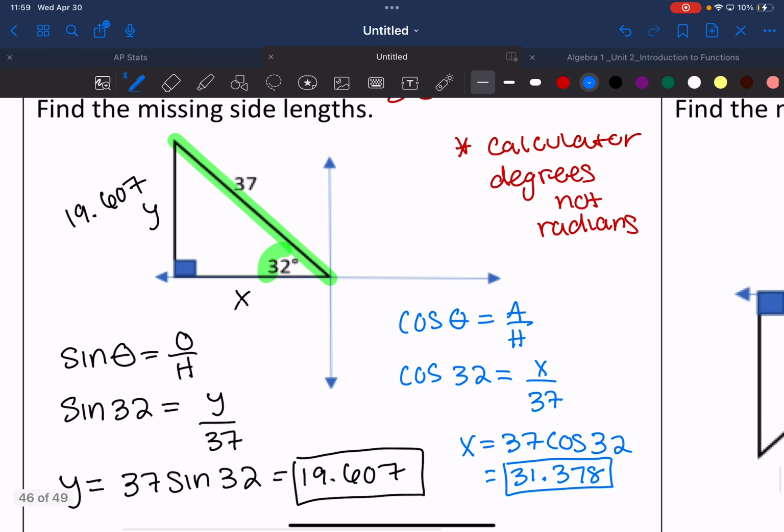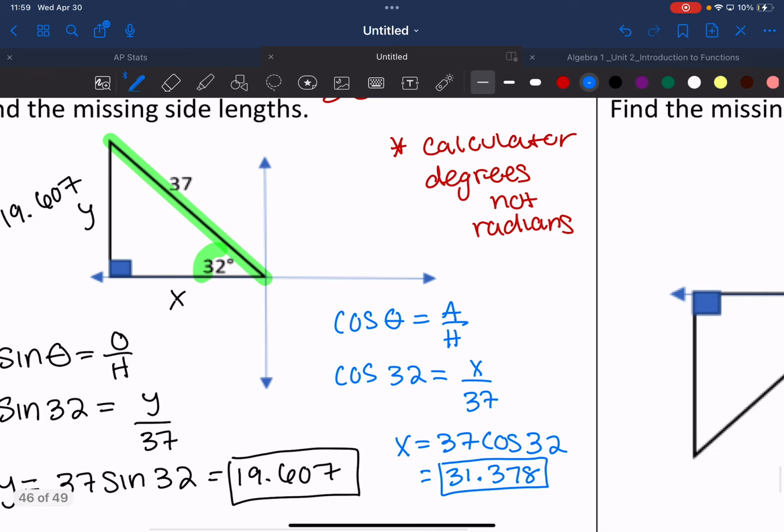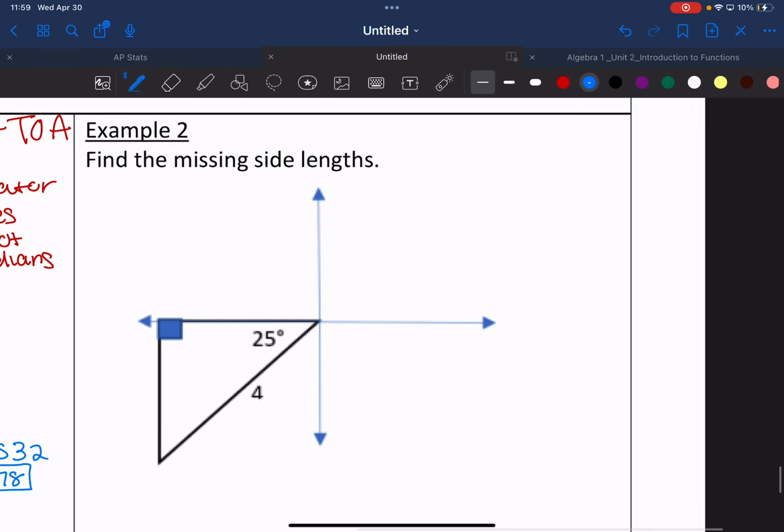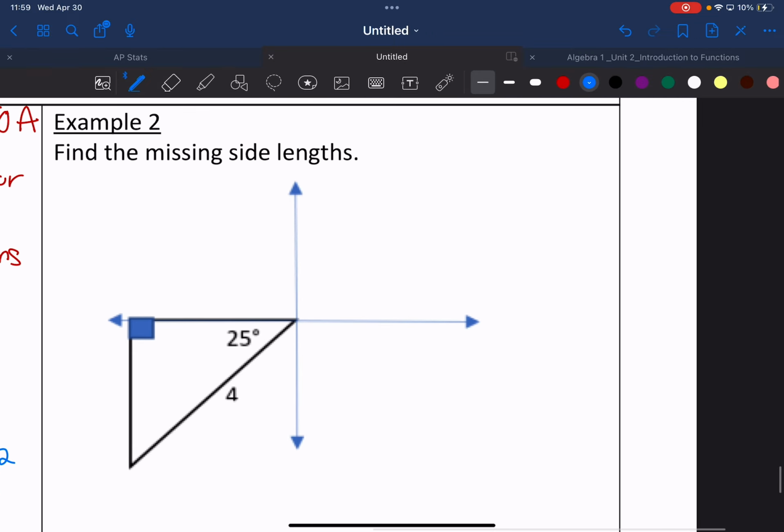Okay. Let's look at number 2. Okay, on number 2, what information are we given?